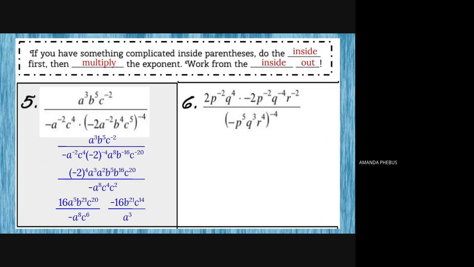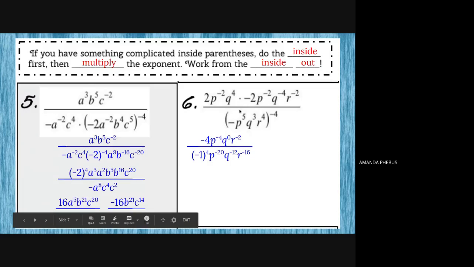All right, let's look at number 6. Definitely can clean up the numerator some. I may put the p's together and the q's together. In the denominator, I'll probably take care of multiplying the exponents by negative 4. So 2 times negative 2 is negative 4. And then I've got p to the negative 2 and p to the negative 2. When I add those, I get p to the negative 4. On my q's, I've got q to the 4 plus negative 4. That's q to the 0.